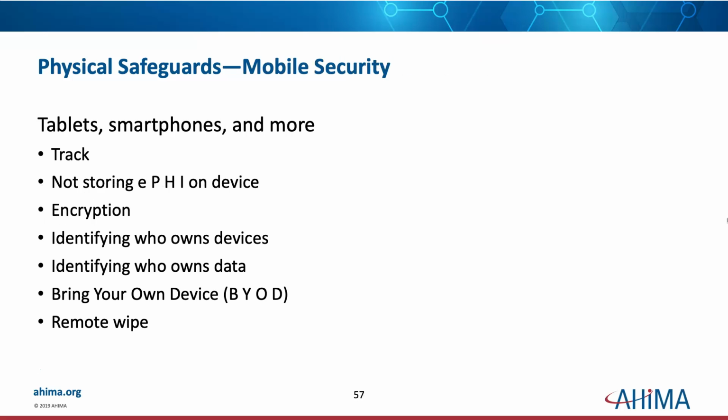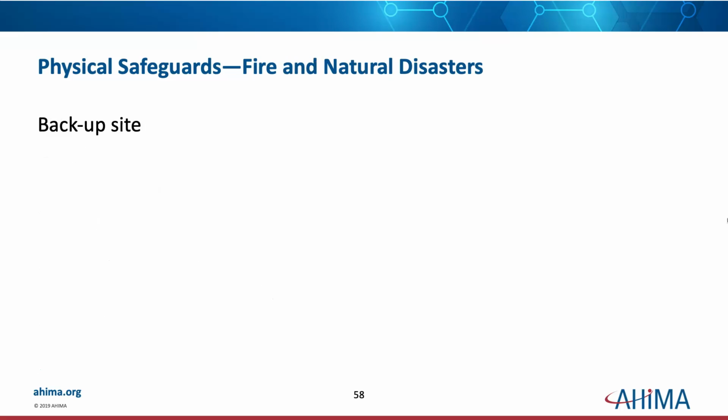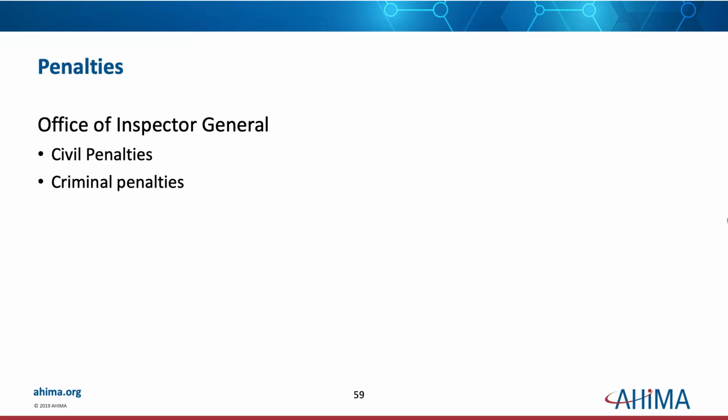All right, so mobile security, talking about tablets, smartphones, and more. This gives you information about all of that. And that's on the bottom of page 238 into page 239. How important it is to have a backup site in case of fire and natural disasters. What about penalties? Oh, unpleasant topic that is, but it's true. There are penalties for willfully violating the HIPAA security rules. There are 4 tiers of penalties, and those are listed for you in table 13.3 at the bottom of page 239.